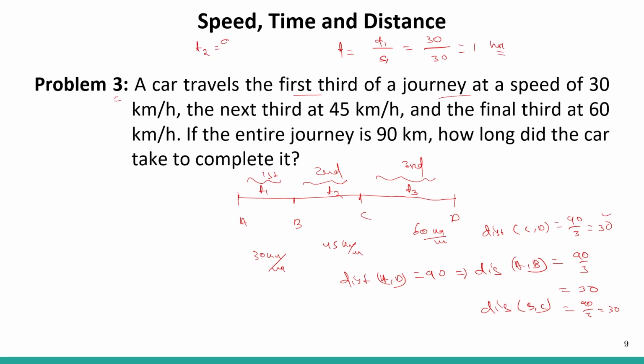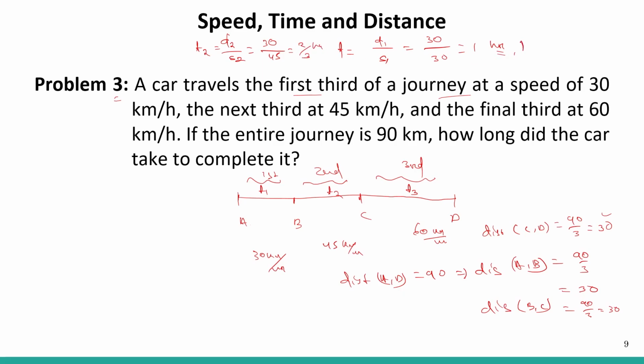So T2 is equal to D2 by S2. D2 is 30 kilometers, and S2 is 45 kilometers per hour. So it will be equal to 2 by 3 hour.